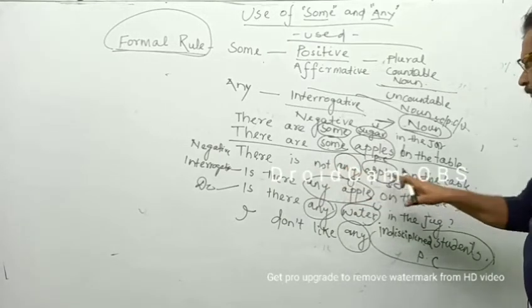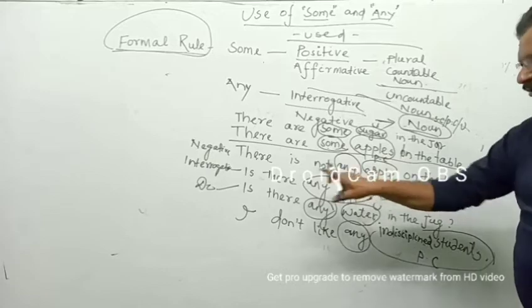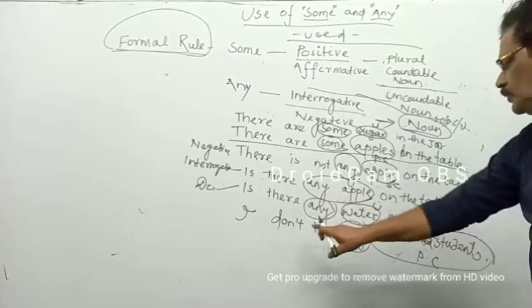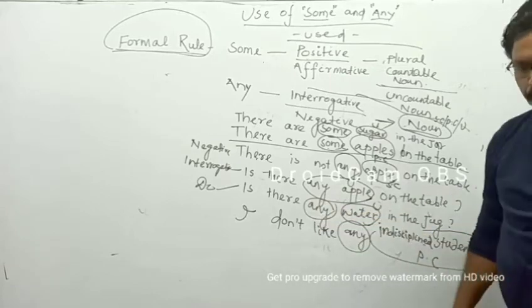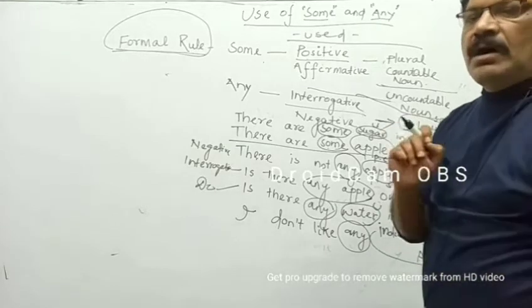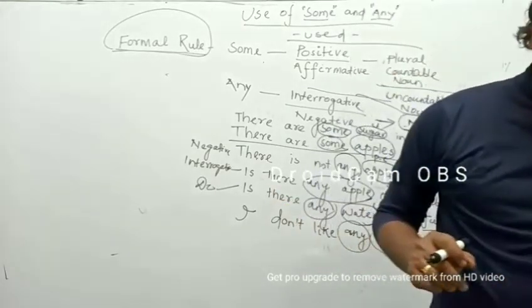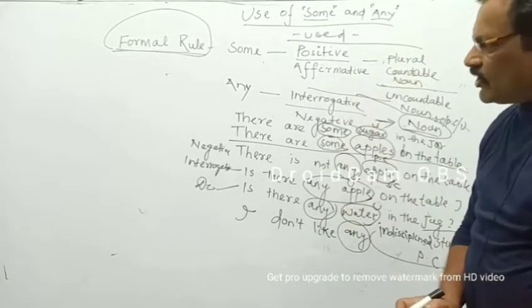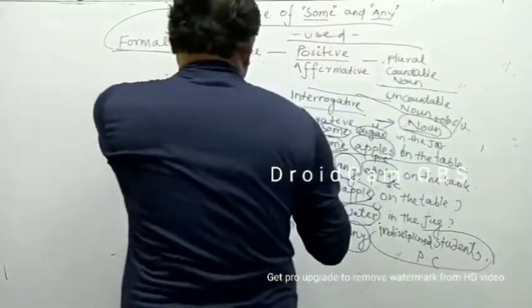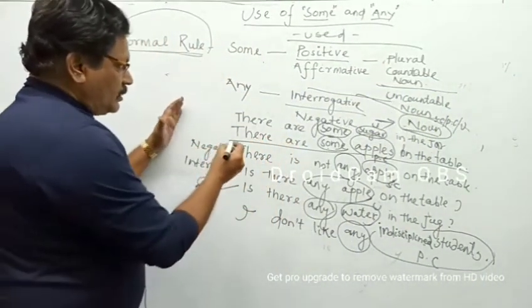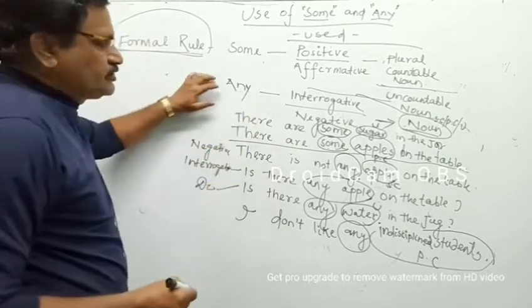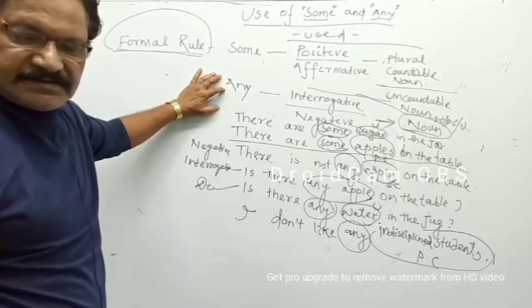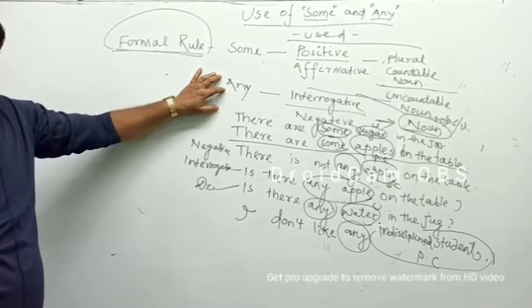Coming to the use of any: there is not any apple on the table. Is there any apple on the table? Is there any water in the jug? I don't like any indisciplined students. But if the context demands, we can also use any. So, what difference did you get? These are formal rules. It shows that any cannot be used in positive sentences.